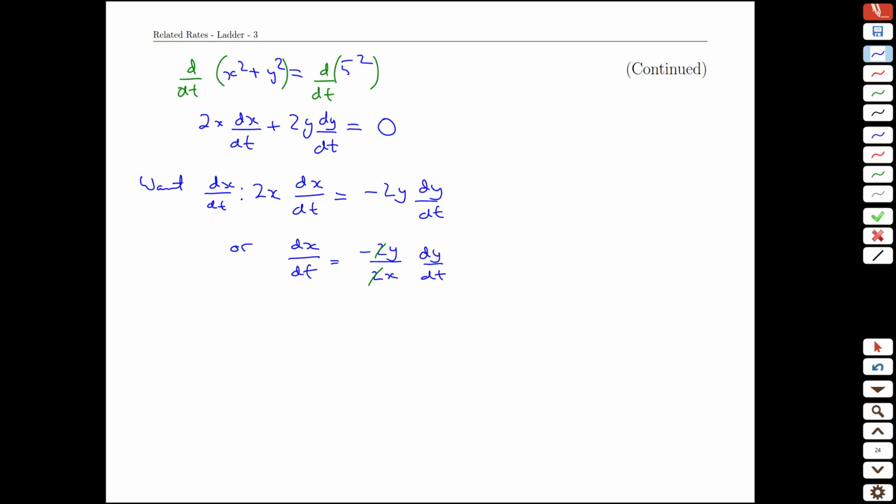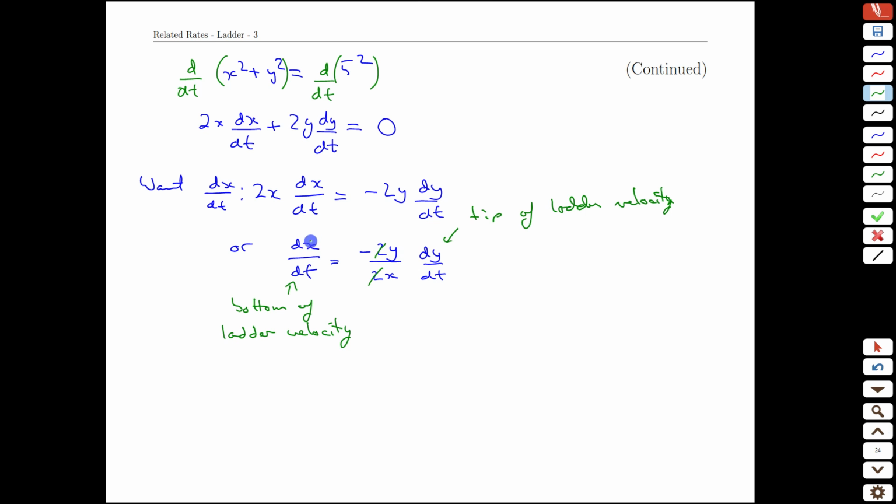That's our general relationship between the rate at which the tip of the ladder is moving, and I'll call it a velocity here because it might have different signs, and this is the bottom of the ladder. Velocity.